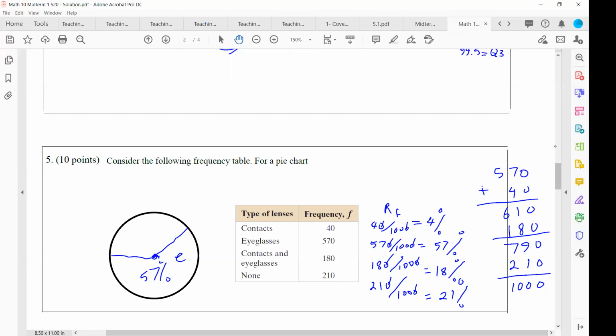Then you have 21% non. Then you have 18% contacts and eyeglasses, and 4% is just for contacts. This is our pie chart representing this categorical data.